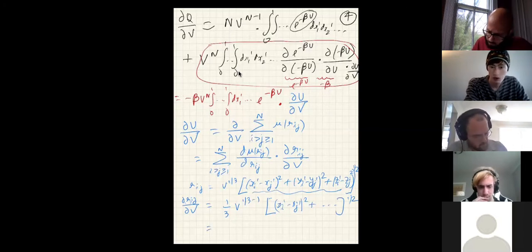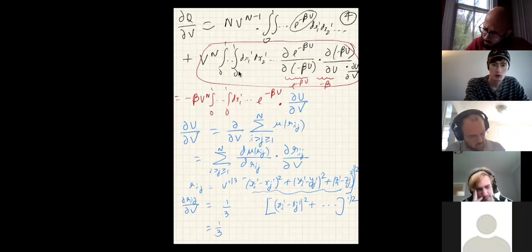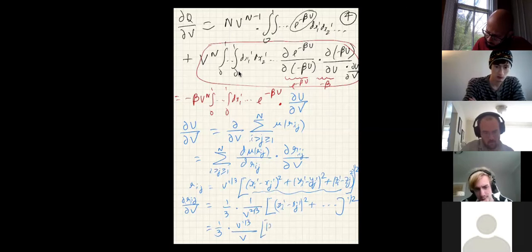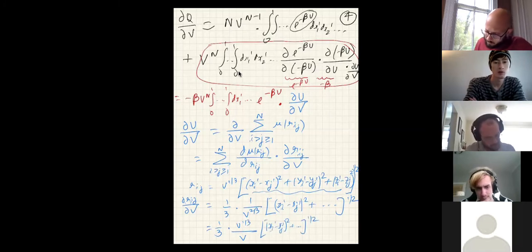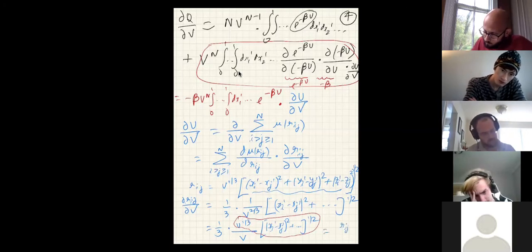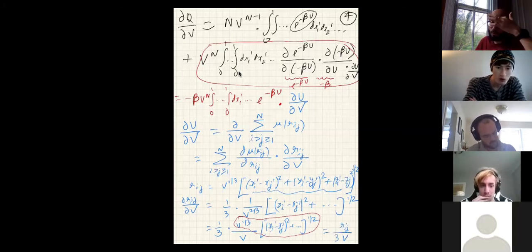So this in turn is 1 by 3, and v to the power 1 by 3 minus 1 is 1 by v to the power 2 by 3, right? So if you multiply numerator and denominator by v to the power 1 by 3, then you get a volume in the denominator. And here you have xi prime minus xj prime whole square to the power 1 by 2. Now, if you look at it carefully, you will realize that we have seen this before. What is that? Does anyone recognize it? That's Rij. This is the definition of Rij. So we get Rij by 3v.